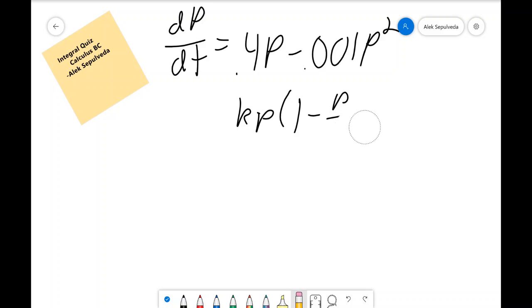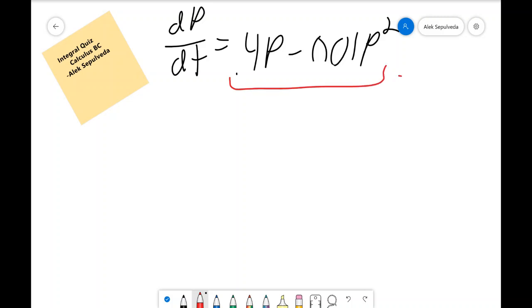So, let's try that. The first way that we can do this is by dividing the entire expression by 0.4p.